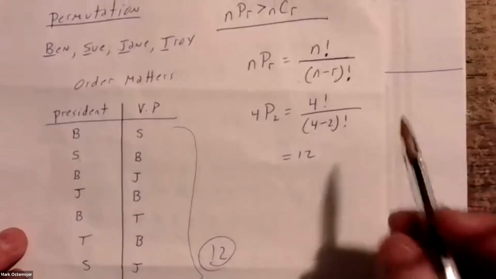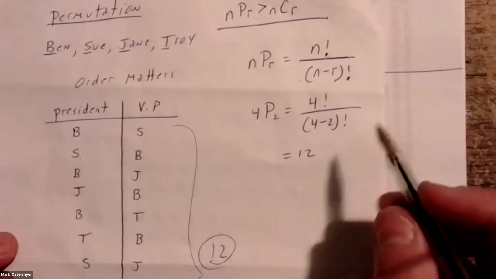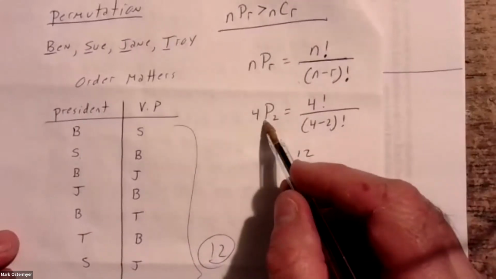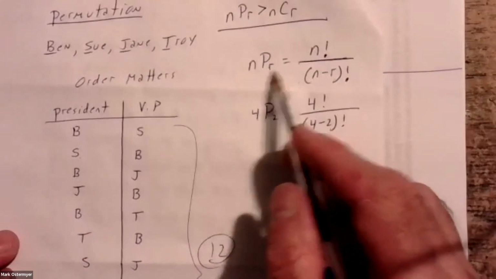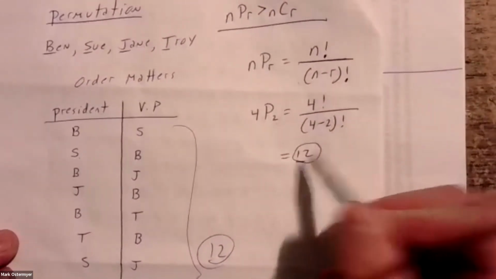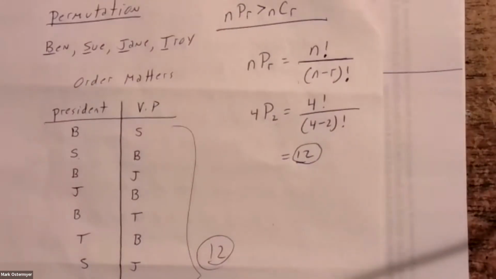So it makes sense that a permutation is going to yield more possibilities as opposed to a combination. Now, I want you to get on your calculator. I want you to clear your screen. Type in 4, go to math, probability, and grab your nPr function, your permutation function, and then type in 2. You should get 12. Let's see if we can do that quickly.